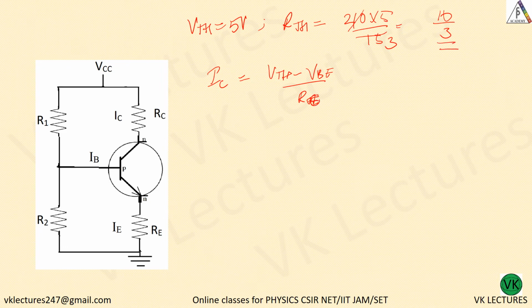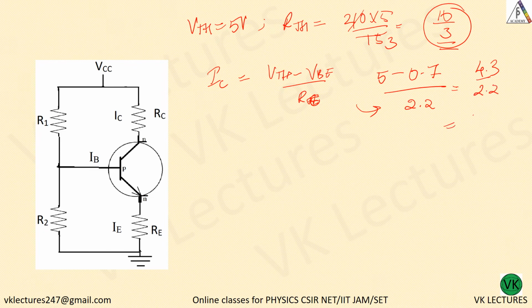Actually RTH is also not required. So VTH minus VBE divided by RE. What is VTH here? 5 minus 0.7 divided by RE. RE value is 2.2. So this is 4.3 divided by 2.2, which means around 2 milliampere you can write. IC equal to 2 milliampere.